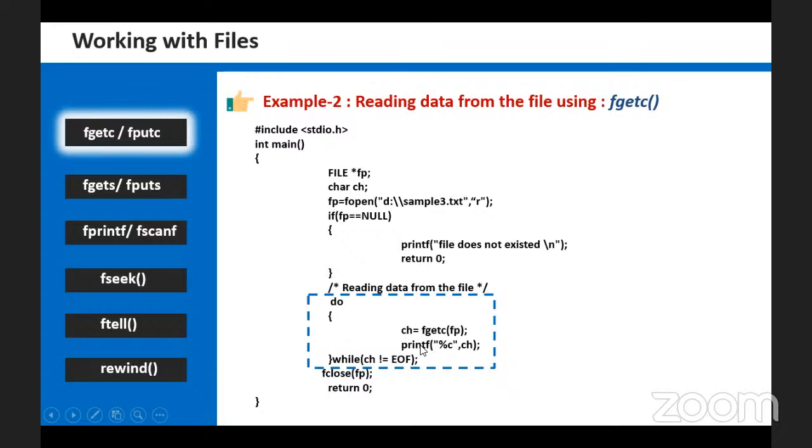Printf is used to print from the temporary memory location to the monitor. fgetc, for what purpose? Reading a character from the file and storing it into the temporary location, that is in ch. From ch, we are printing with printf. So this program will read whatever data we have just now stored into the file, and I can display that data to the monitor. Okay. So let us run this program in the next session.